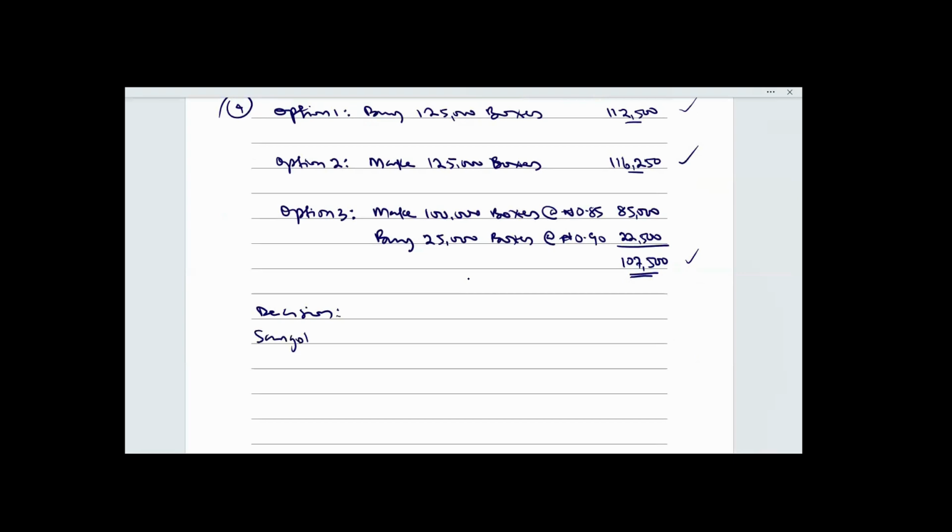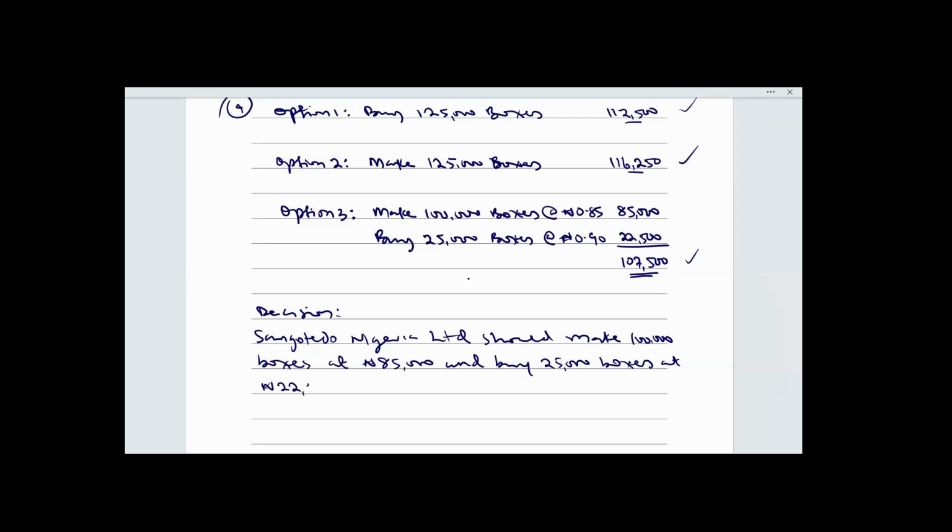Shongotedo Nigeria Limited should make 100,000 boxes at 85,000 naira and buy 25,000 boxes at 22,500. That's our decision.